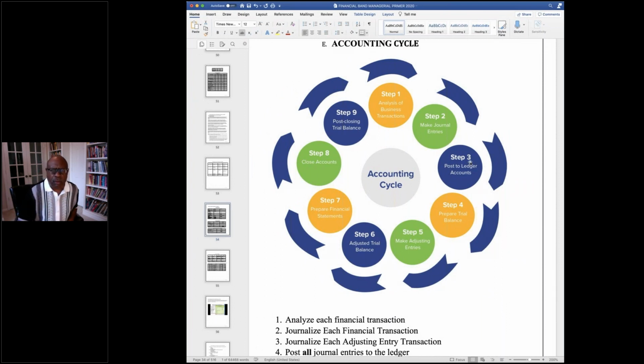So after we analyzed transactions and made our journal entries, we post it to the ledger. Then we prepared the trial balance. We skipped step 5 and 6 and went on to prepare the financial statements. And then we closed the accounts, and we talked briefly about the post-closing trial balance.